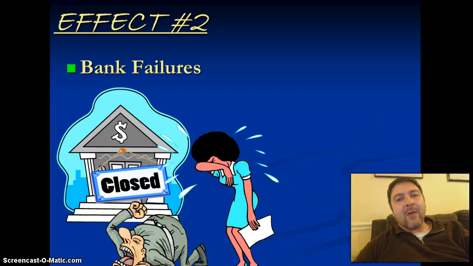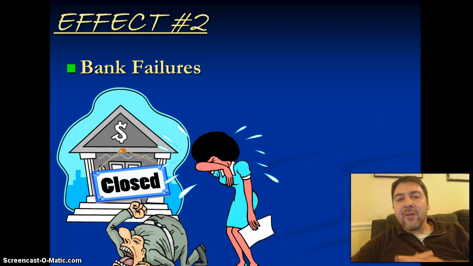Today, that's guaranteed by the government. If somebody doesn't pay back your $100, the government's going to make sure that you still have your money. That didn't exist in the 1920s, though. So as people started to lose their jobs and they weren't able to pay back the loans that they had taken out, people who had invested their money in the banks found that their money was gone.